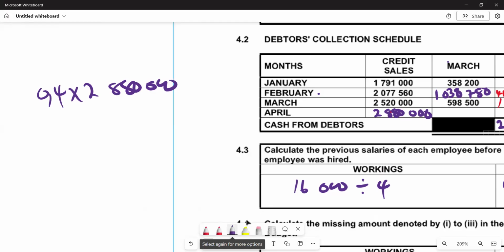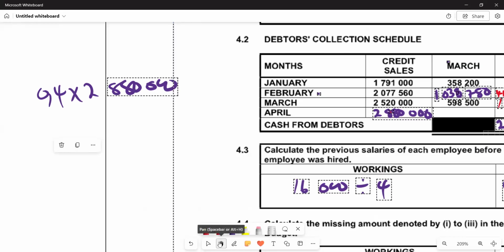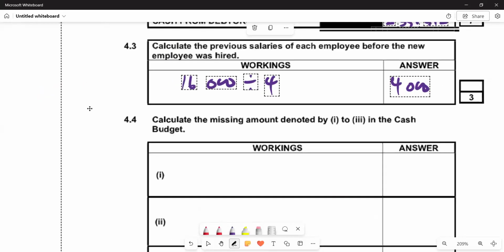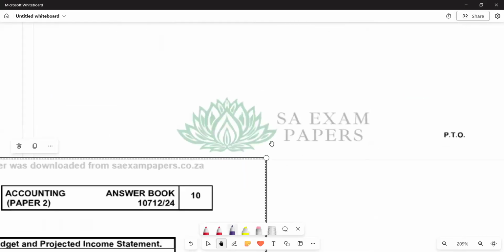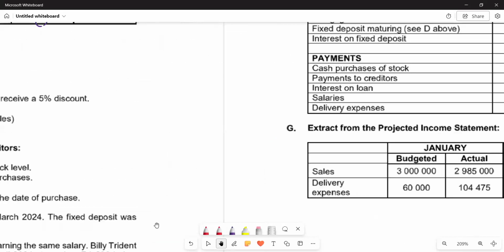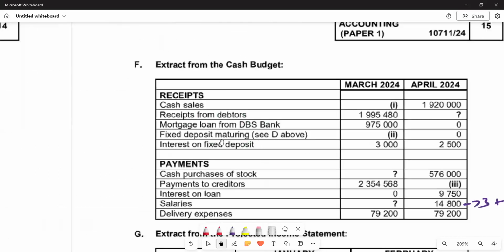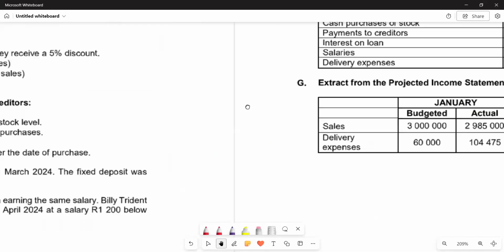Let's try to go back and see what the question is actually saying. We've got our question here, which is saying calculate the missing figures 1, 2, 3, and then I will go to the information given to just verify the figures that we are picking. We are saying cash sales for March. So we are going to take the credit sales for March, and then we multiply by 0.4. So we go back there.